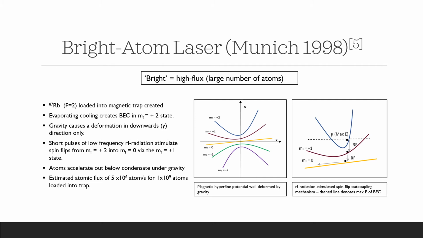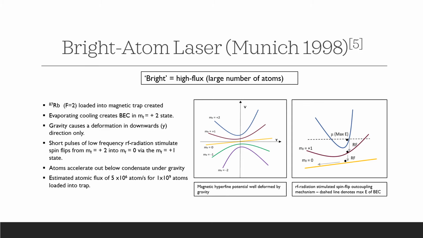The more atoms we are able to outcouple from the trapped state into the untrapped state, the brighter the laser. So what the team in Munich did is they took an 87 rubidium atom, which has a quantum number F equal to 2. For completeness, this quantum number is a result of the coupling of the net orbital angular momentum and the net nuclear spin inside the atom. However, what's important is F equal to 2 means that in the presence of a magnetic field, the dipole moment can align itself in 5 directions, characterized by mF equals -2 to mF equals +2. Therefore, in the presence of a magnetic trap, 5 hyperfine Zeeman levels are produced, as shown.